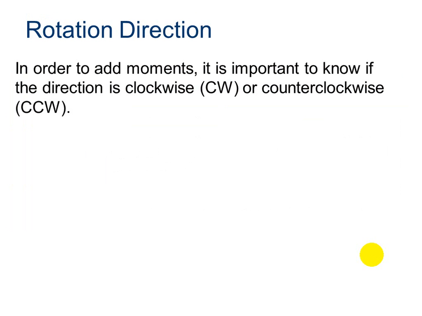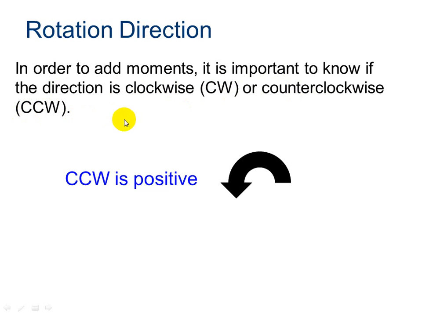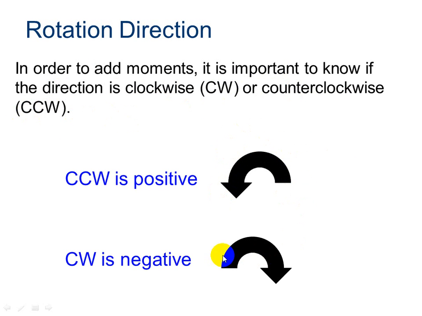Rotation direction is very important. So we just talked about having a scalar quantity versus a vector quantity. Moments are a vector quantity because our rotation is important. In order to add moments, we need to know if the direction is clockwise, denoted CW, or counterclockwise, which we denote CCW. If your motion is counterclockwise, then the moment is considered to be positive. If your moment is clockwise, then we consider it as a negative moment.